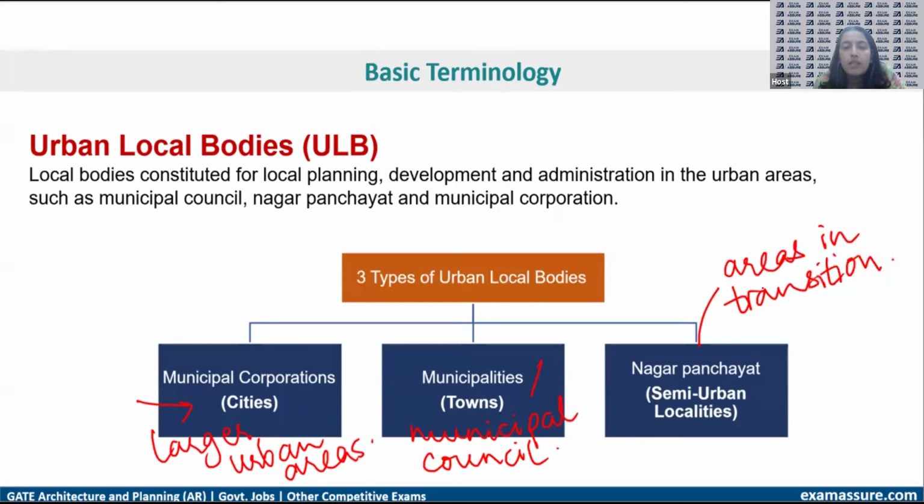Transition from where to where? Transition from rural to urban areas. Of course, these areas are not going to transform in one day or overnight. It is a very long process. But in terms of data, through statistics and analysis, it is much easier to understand which of the particular areas is eventually going to grow and develop into an urban area or a larger area. So these areas which are in transition have Nagar Panchayats.